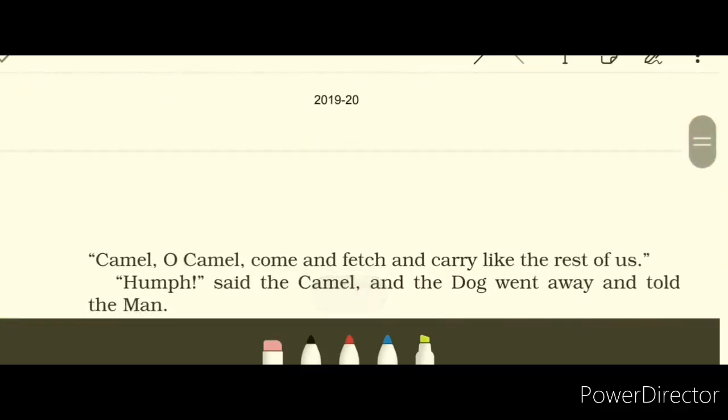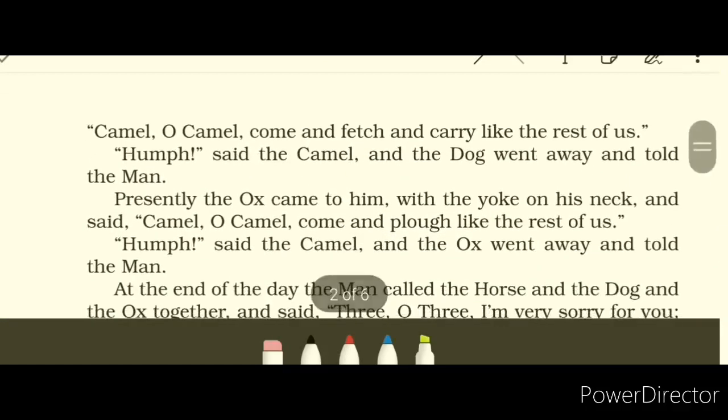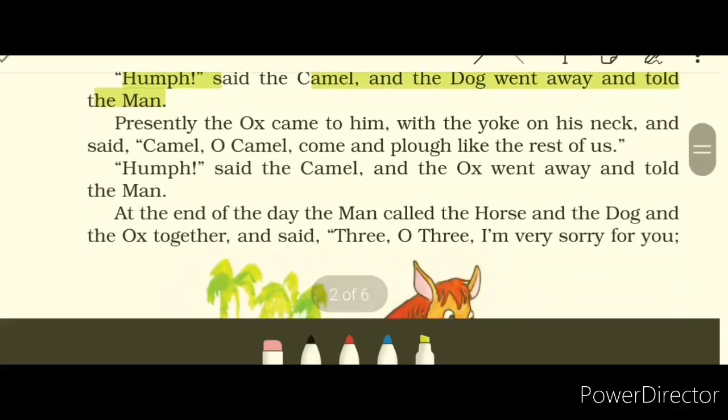We are at page number 2. It says, camel, oh camel, come and fetch and carry like the rest of us. Why don't you come and do work like the rest of us are doing? Carry something, get something, collect something. Humph, said the camel. The camel answered in a rather lazy and boring manner. He said humph, and the dog went away and told the man. So the dog went away in a complaining manner and told the humans, look, there is this animal. Whenever we approach him to work, he replies this way. His response is not up to the mark.